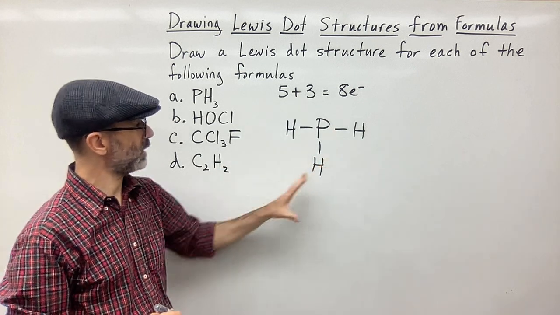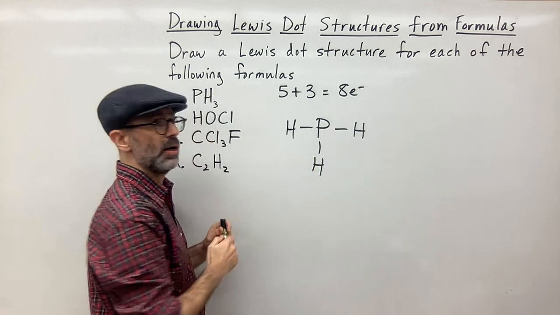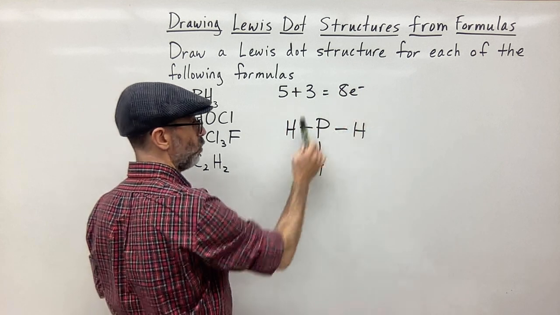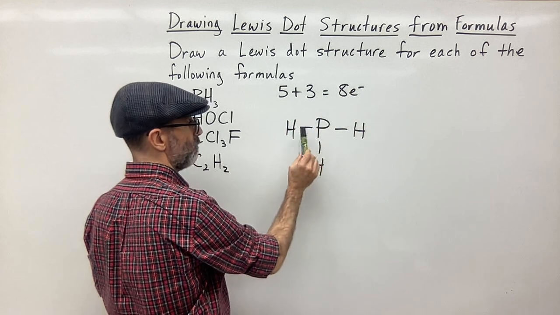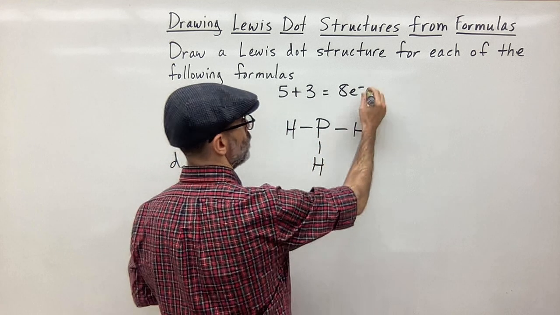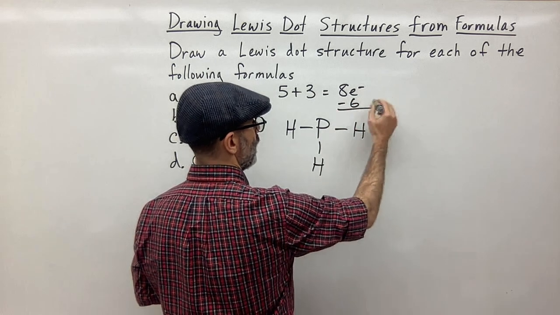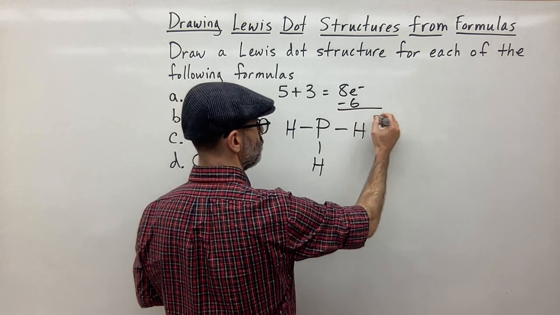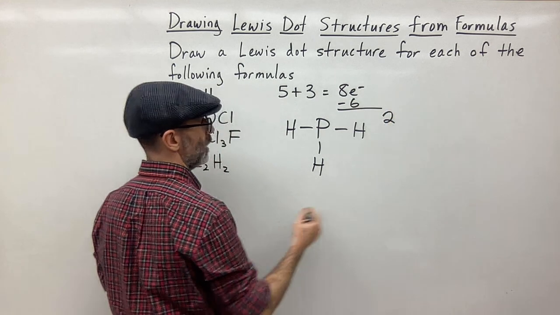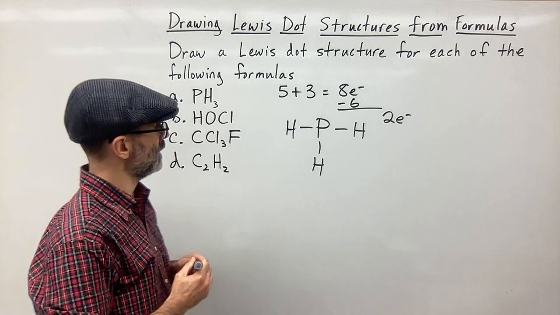Okay, now I have my skeletal structure. So now I'm going to subtract from my total the electrons that I used. For each bond, it's 2 electrons. So I have 3 bonds, which used 6 electrons. I'm going to subtract out 6 electrons, and I'm left with 2 electrons. So I have 2 electrons left. So that's the second step.